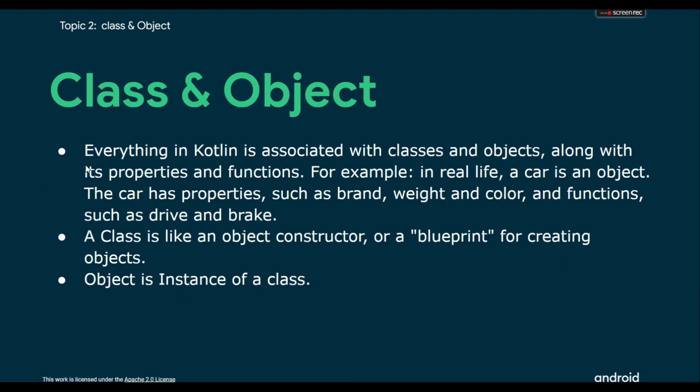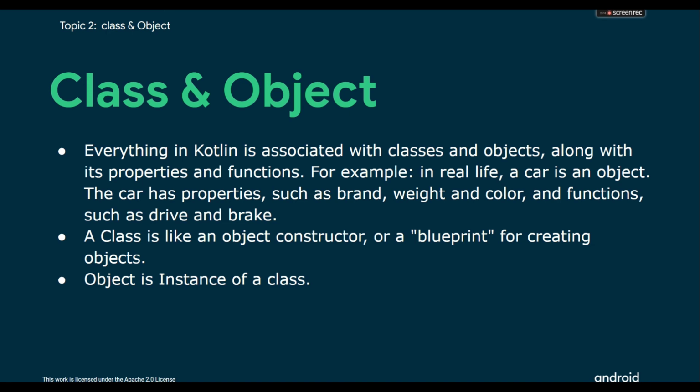So now let's take a look at what exactly a class and an object are. Everything in Kotlin is associated with classes and objects, along with their properties and functions. For example, in real life, a car is an object. The car has properties such as brand, weight, and color, and functions such as drive, brake, accelerate, etc. A class is like an object constructor. A class is nothing but a blueprint for creating an object. An object is an instance of a class.